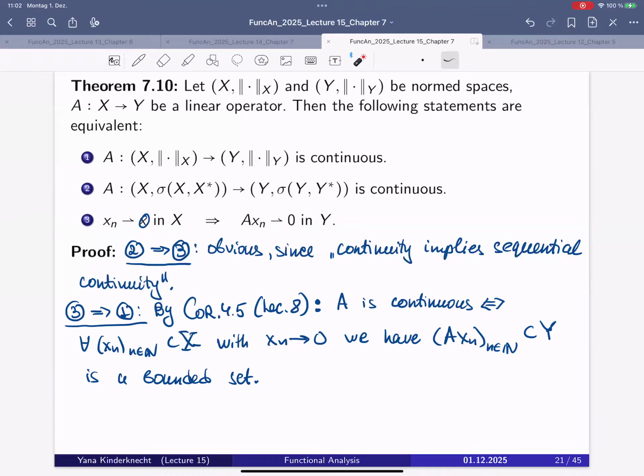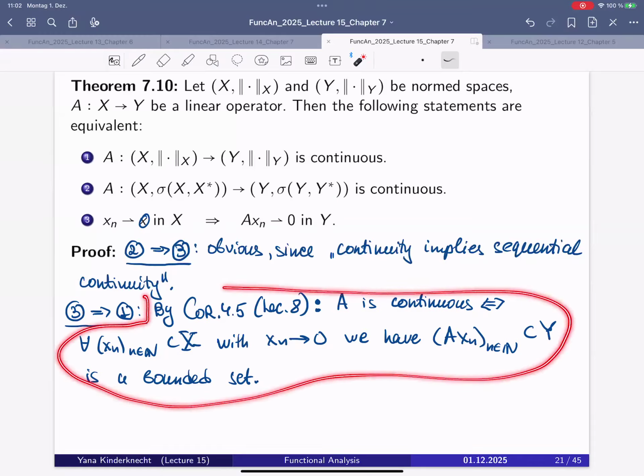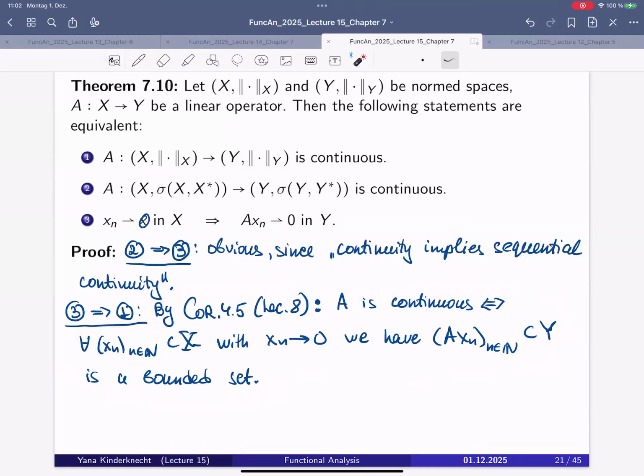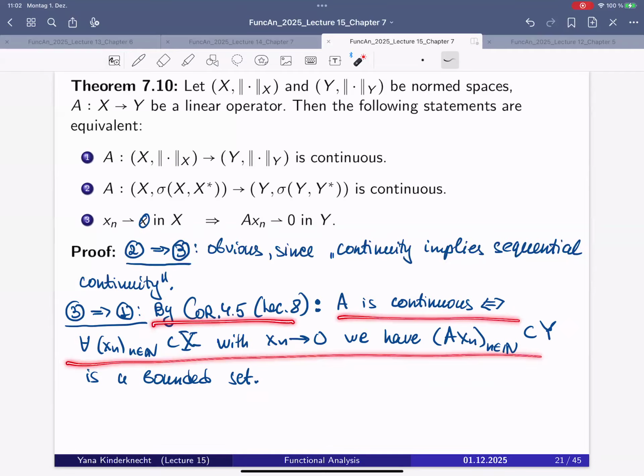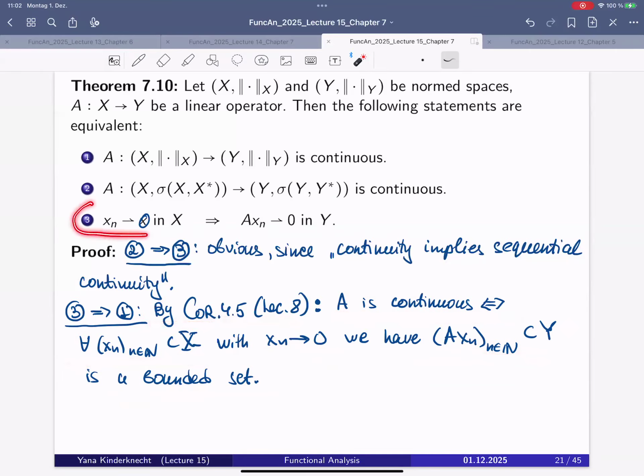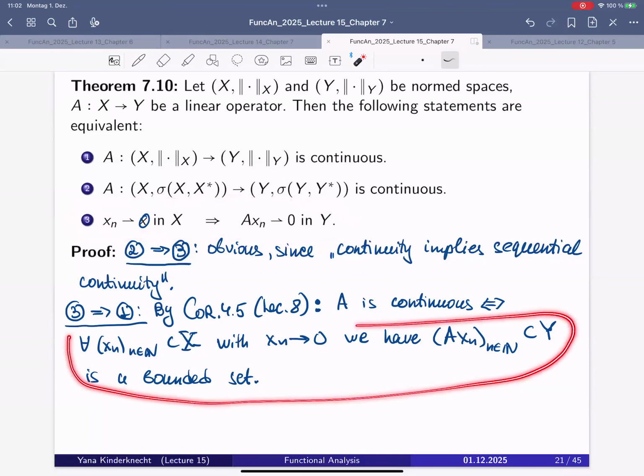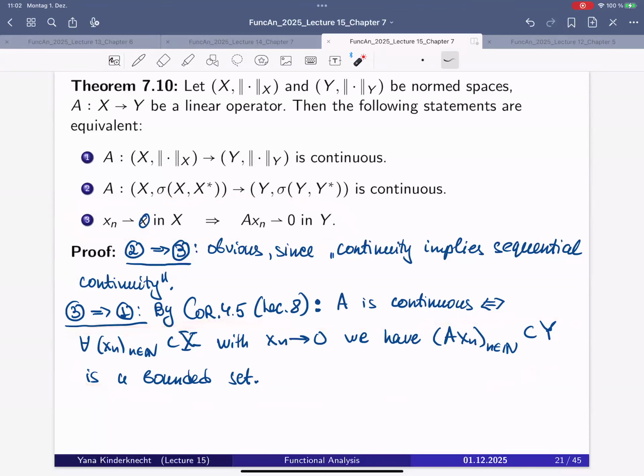So this is the tool which we are going to use, this corollary. This is our assumption, and we want to show that from this we obtain this. This would imply that A is continuous as a mapping between norm spaces.